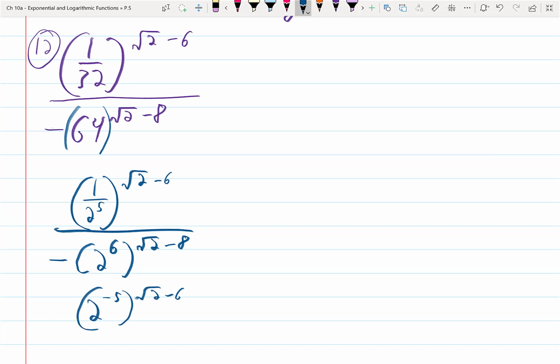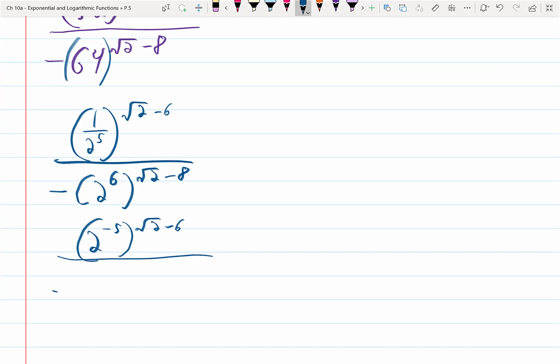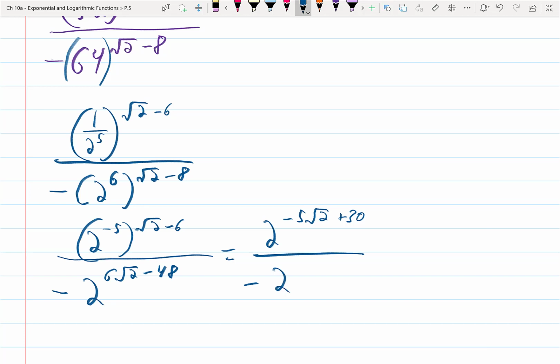To the root 2 minus 6, and that is all over negative 2. And I have 6 raised to that power, so I can do power of powers, multiply the powers. 6 root 2 minus 48. And I could do the same thing. I'm going to show this off here so you guys can keep track of it. Same thing with this. I could go 2 to the negative 5 root 2 plus 30 over negative 2 root 6 minus 48.